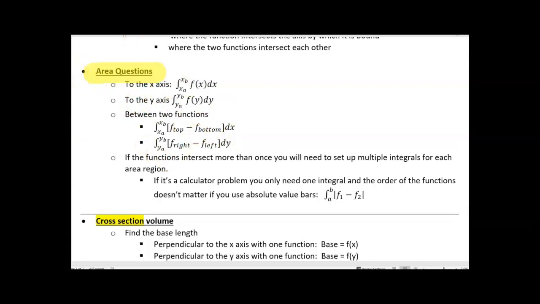Now, am I being asked to find an area between one function and the x-axis? So in other words, like say the x-axis is this horizontal line and here's a function, and I'm being asked to find the area here between the function and the x-axis? No, that's not what this problem is. Am I being asked to find area to the y-axis with one function? So in other words, like let's say I have a function that looks like this, and I want to find the area to the y-axis like this. How much area is between the function and the y-axis.